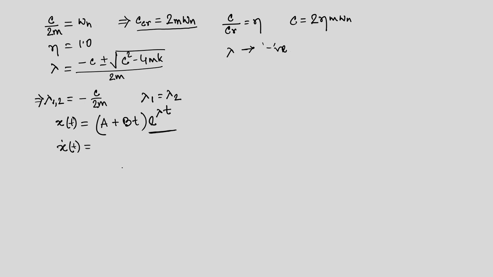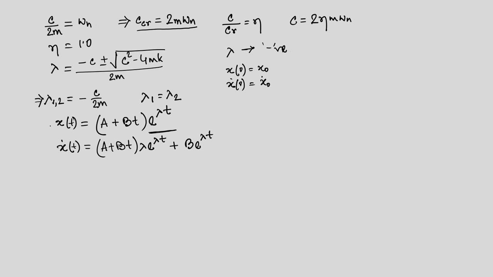For that again we find out x dot of t. So, we have (A plus B t) lambda e to the power lambda t plus B times e to the power lambda t. So, what are the conditions we have to satisfy? Again, x 0 is equal to x naught and then x dot 0 is equal to x naught dot.